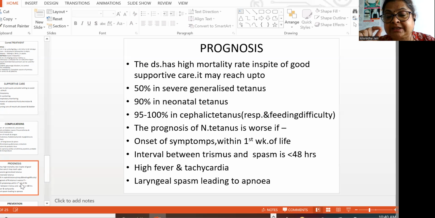Then, if the interval between the trismus and spasm is less than 40 hours, it means the disease is progressing fast, so the prognosis will be poor. But if the interval is more than 48 hours, the prognosis is good. High fever and tachycardia, and laryngeal spasm leading to apnea, are also poor signs.